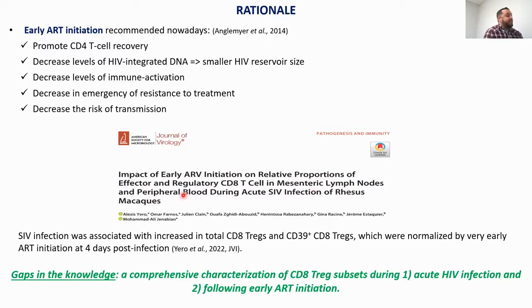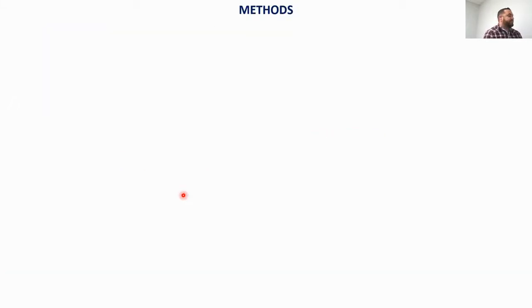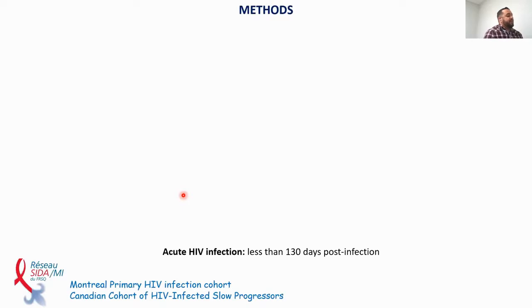But a comprehensive characterization of the CD8 Treg subsets during acute HIV infection and following early ART initiation is still needed. So to evaluate the dynamics of CD8 Tregs and the effect of very early ART initiation during HIV infection, we used samples from cohorts of people infected with HIV here in Montreal, particularly the Montreal primary HIV infection cohort and the Canadian cohort of HIV infected slow progressors.